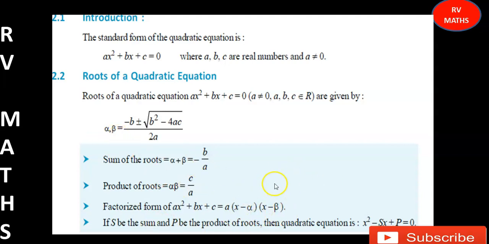So far we have seen how to find the roots and what their properties are. Now, when you know the roots, how do you write the equation? It is given by the formula x square minus s into x plus p equal to 0, where s is the sum of the roots and p is the product of the roots.